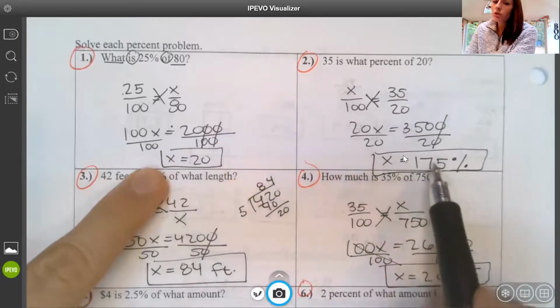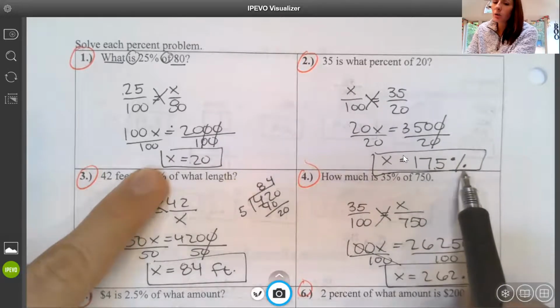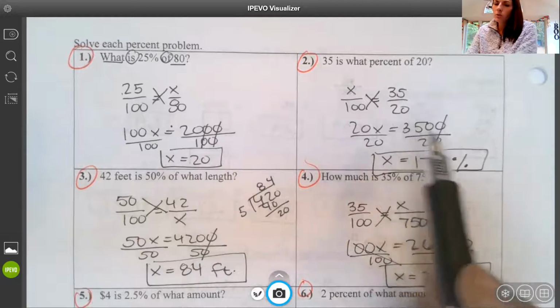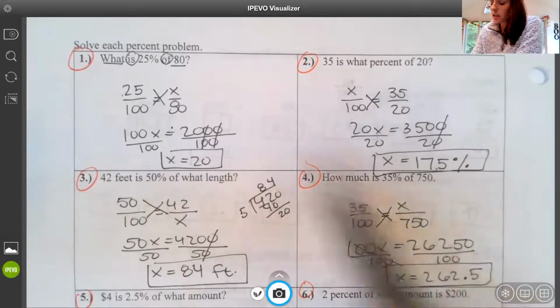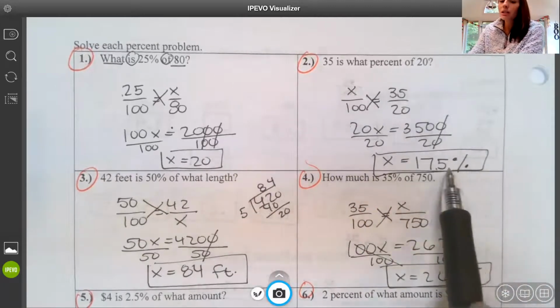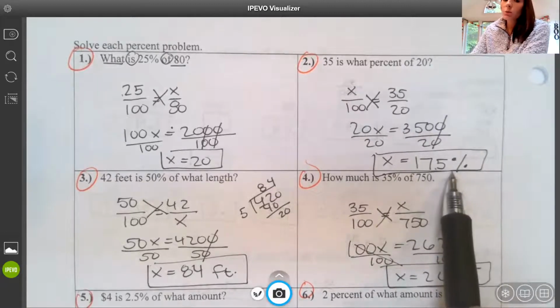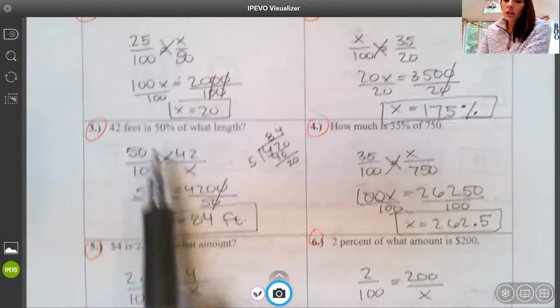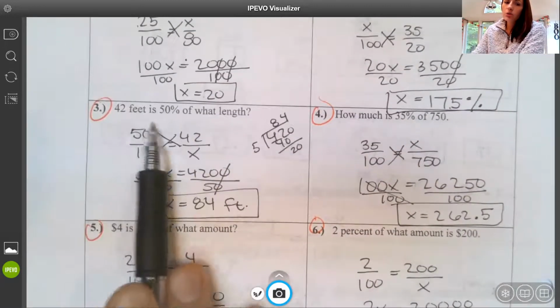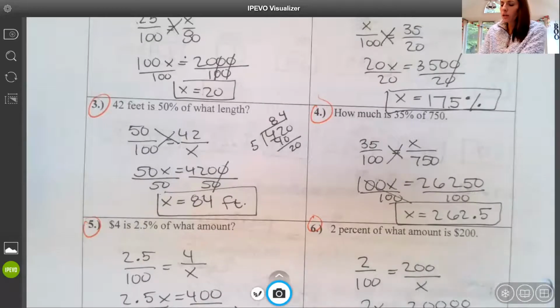On number 2, make sure you had a percent as part of your answer, because what you were finding was the percent. I didn't have space to write the whole sentence over again, but I did make sure that I added units or the percent symbol when I needed to. So like on 3, it was in feet, so my answer has feet. It says 42 is 50% of what length. Obviously 50%, it's pretty easy to find the 84 feet in your head. I get that, but we're going to practice setting up this proportion.